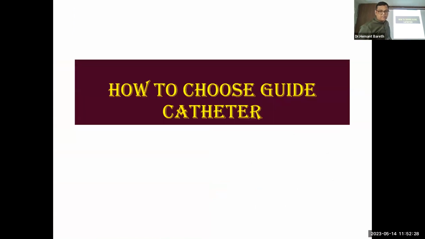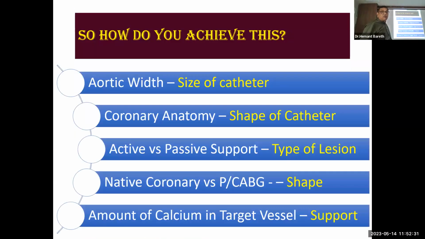So now let us see how we choose the coronary catheter. Suppose we have to do a PCI, and we want to decide which catheter to use. For that, what we need to decide is, number one, what is the aortic width, which will decide the size of the catheter. Second is what is the anatomy of the coronary. If the anatomy is like superior orientation, inferior orientation, or some other problem, then you have to choose a catheter which fits that orientation. So the coronary anatomy decides the shape of the catheter.